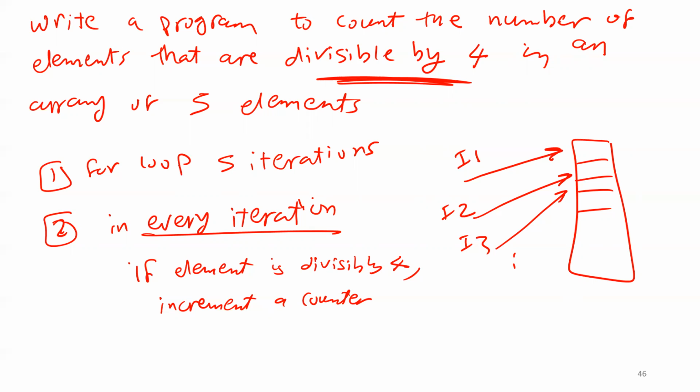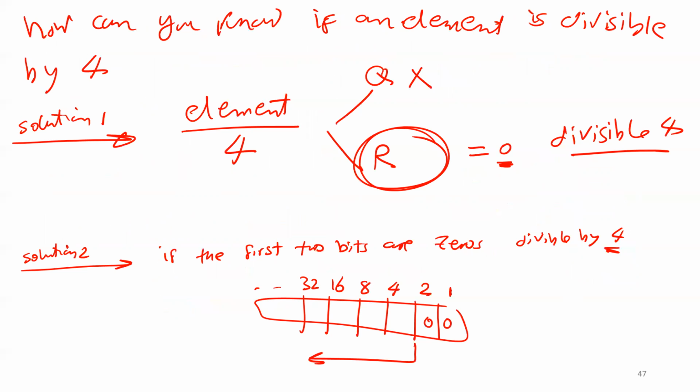I'm going to get this element. I'm going to check is this element divisible by 4 or not. That's exactly what I'm going to do right now. And as I told you last time, if you want to check if the element is divisible by 4 or not, there are different ways. Maybe the difficult way, you can divide by 4. If the remainder is 0, that means it is divisible by 4, right? This is the difficult way.